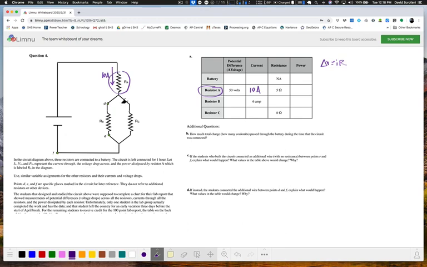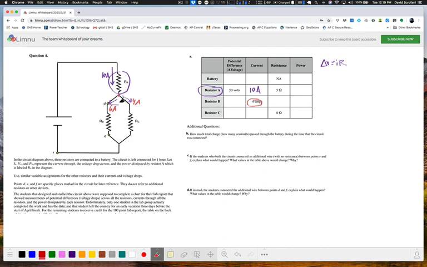Now that current's going to split when it hits this junction right here. Some of it's going to go to the left, and some of it's going to go to the right. How much goes which way? Well, I'm told that the current in resistor B is 6 amps. That's great. So if this is 6, then I immediately know that this is 4, according to the fact that charge is conserved at that point right there.